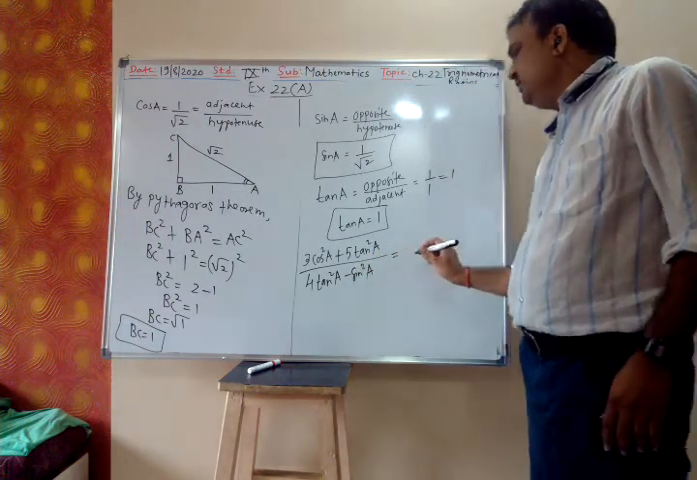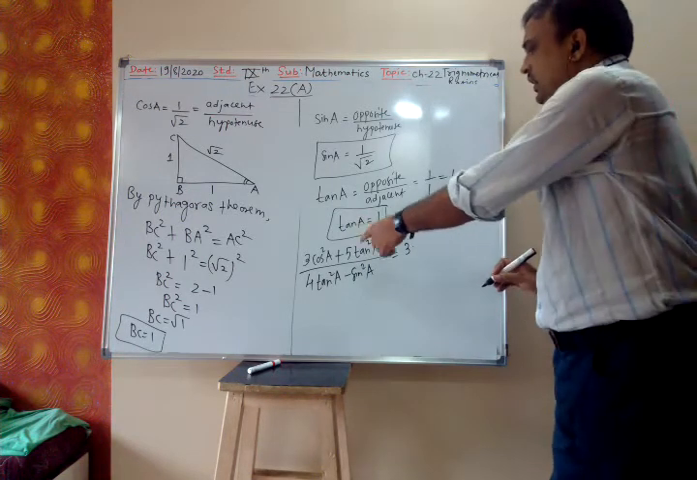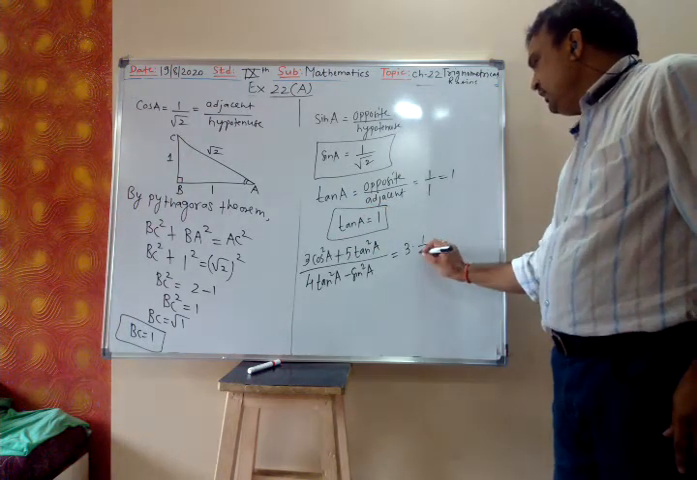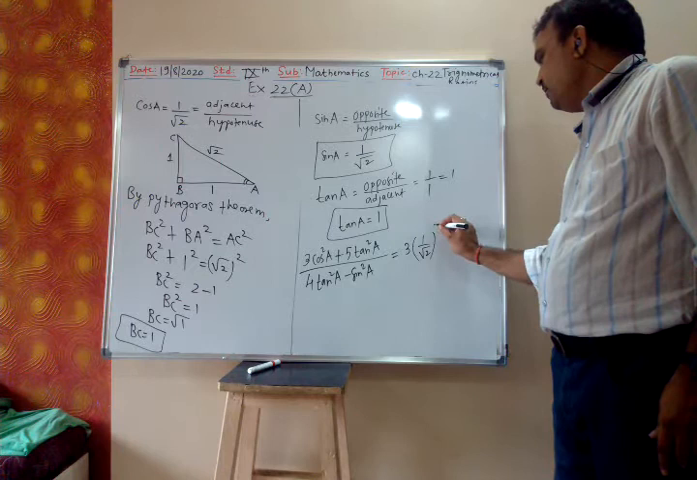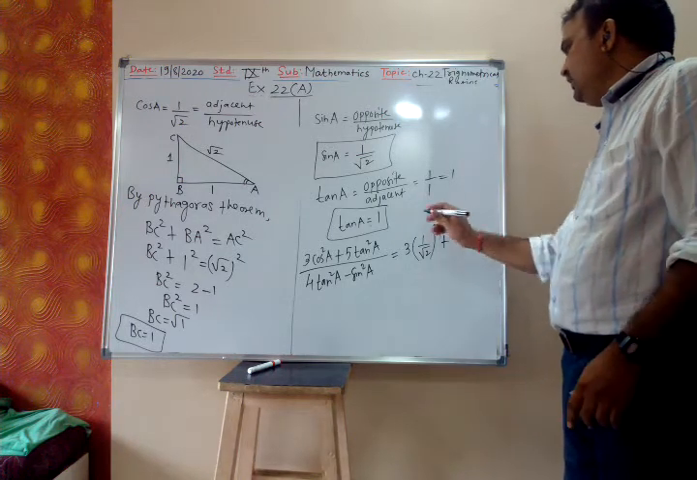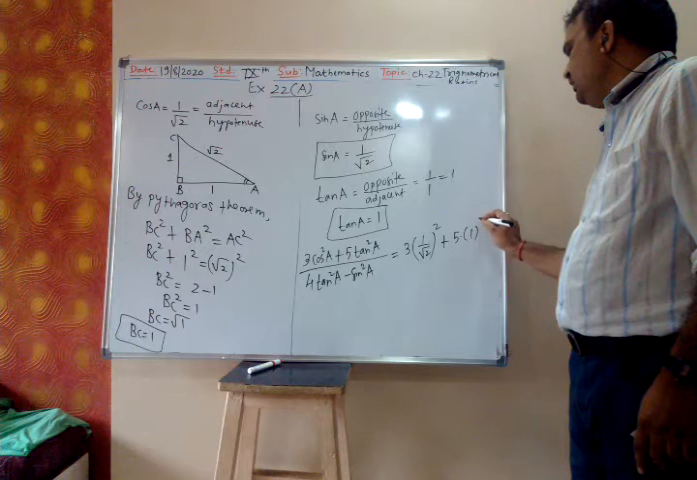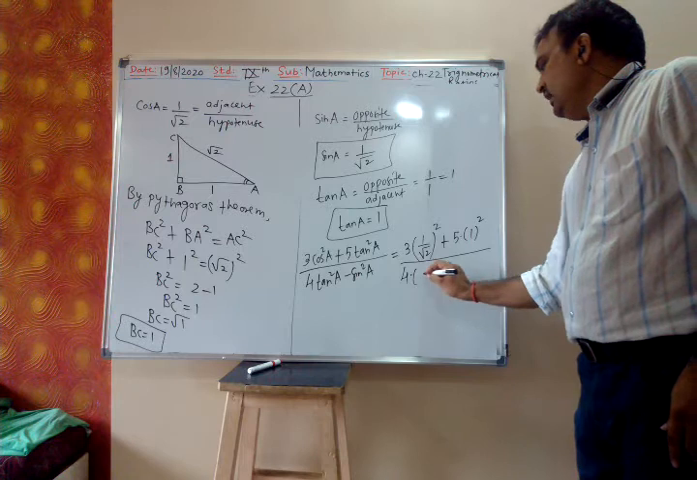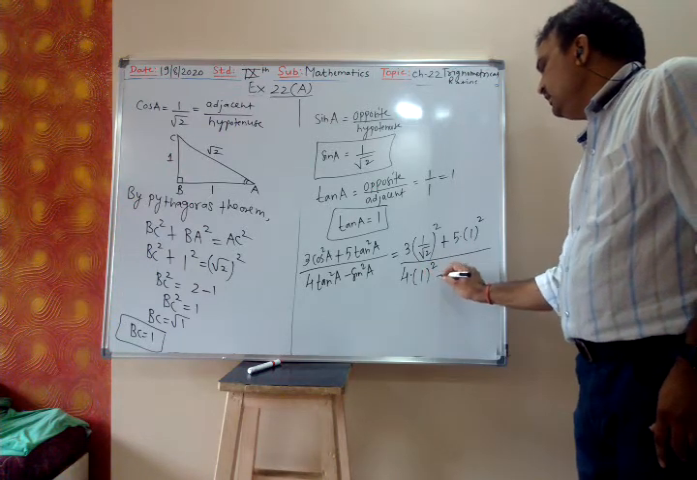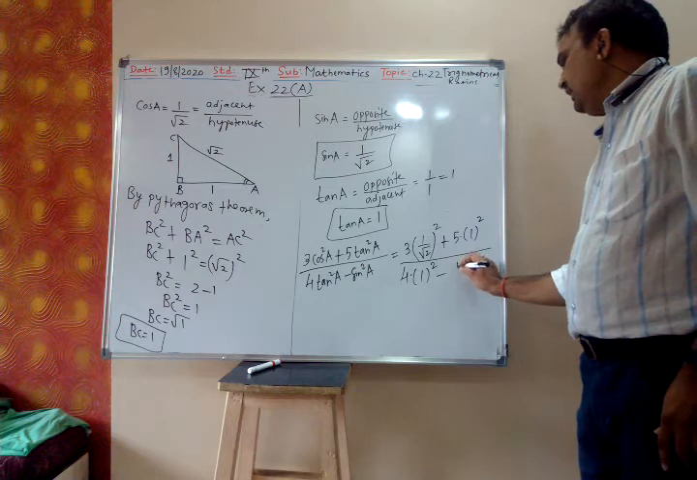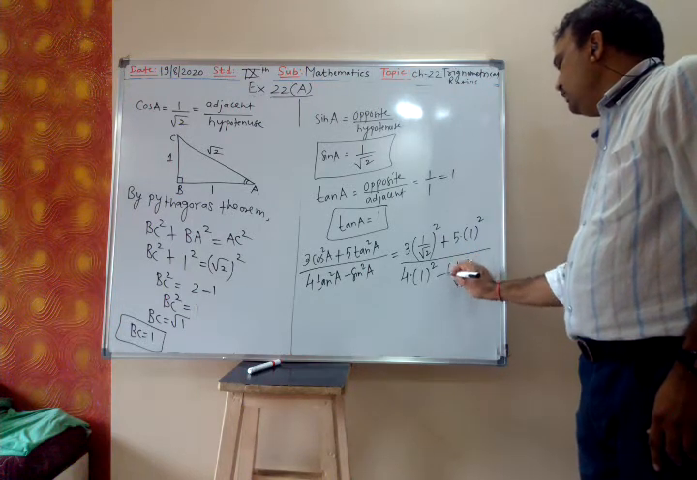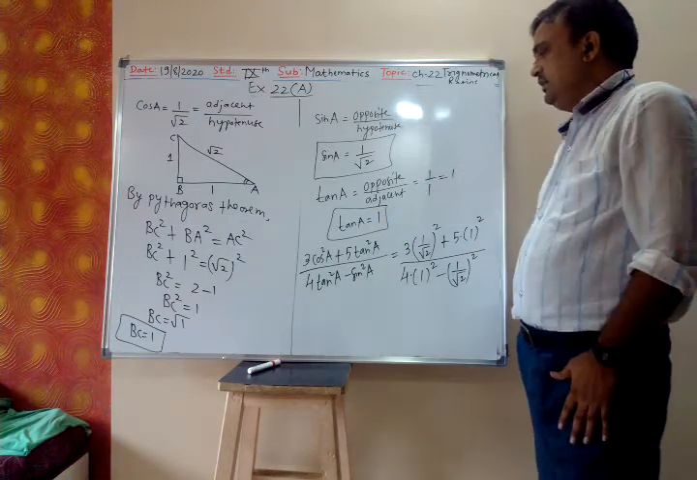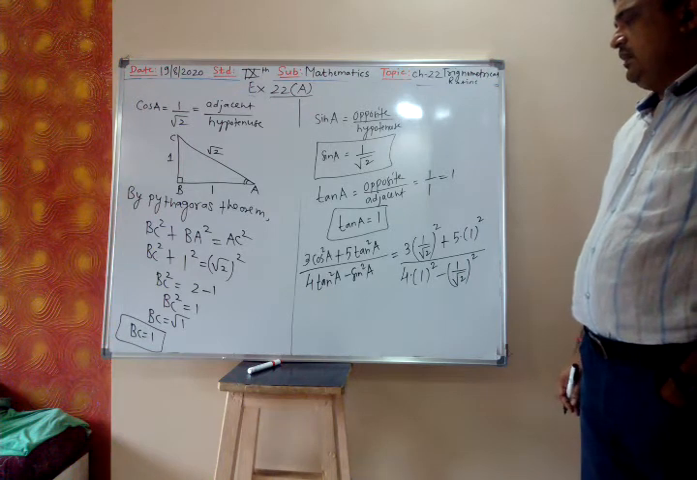Now we just put the value. Cos square A means cos A whole square, and cos A is 1 by root 2. So that will be 1 by root 2 square, plus 5 into tan A square. Tan A is 1, so 1 square, upon 4 into tan A square, which is 1 square, minus 5 sin A square. Sin A is 1 by root 2, so 1 by root 2 square.